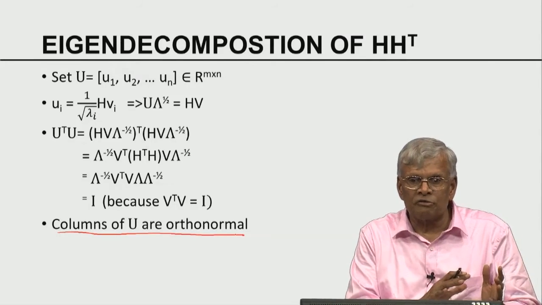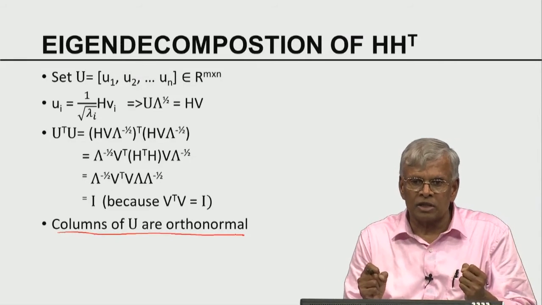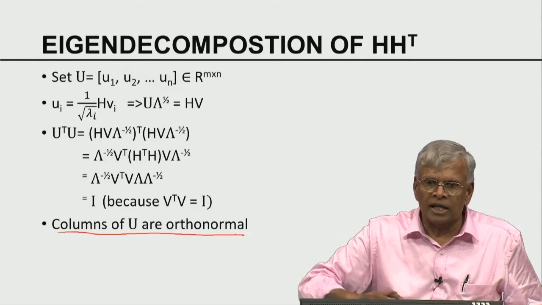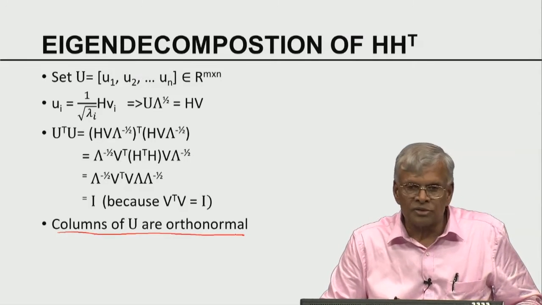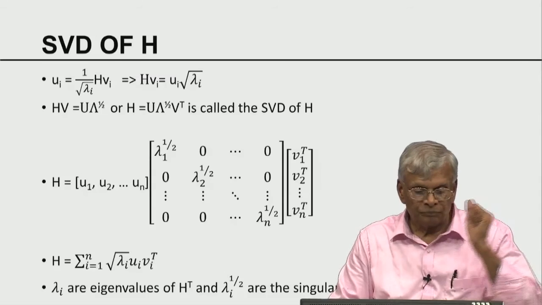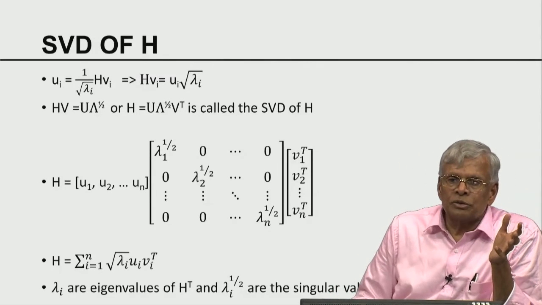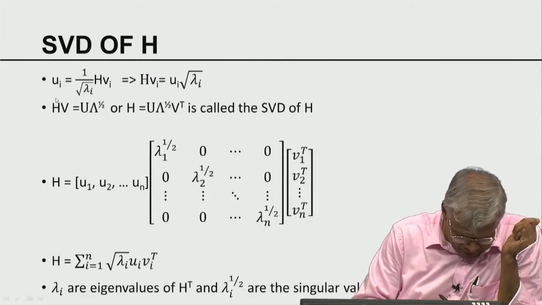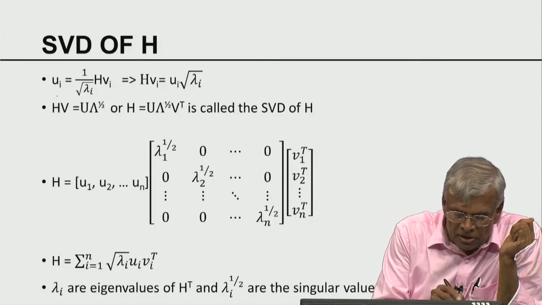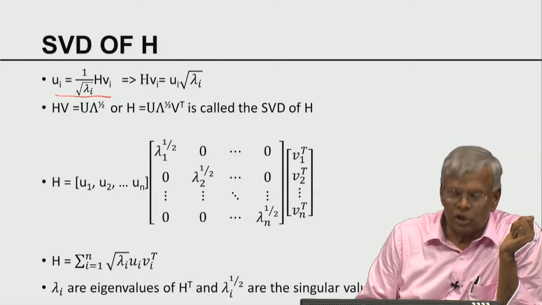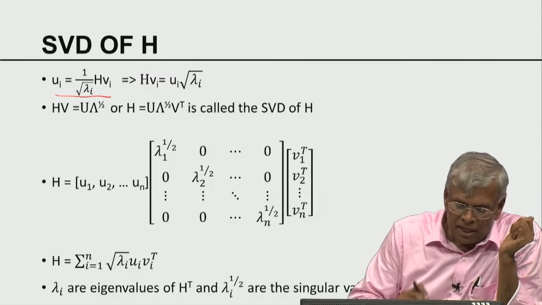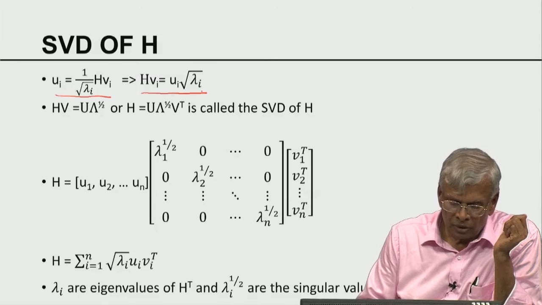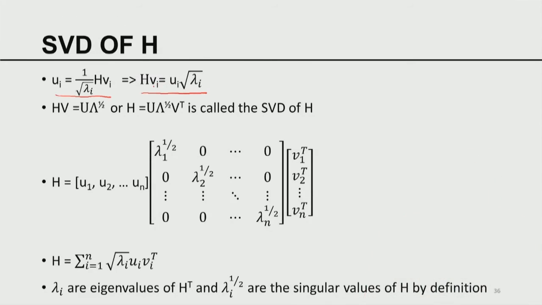So we have proved the properties of V, we have proved the properties of U. U and V are related to the matrices H transpose H and H H transpose. So we have seen all the eigenstructure, eigenvectors of the two Gramians H transpose H and H H transpose. Now we are going to concentrate on what is the singular value decomposition of H. That comes from basically the definition of ui and its relation to vi. Please remember this. That is the way we define ui. So by cross multiplying both sides by square root of lambda i, this can be rewritten as H vi is equal to ui times square root of lambda i.